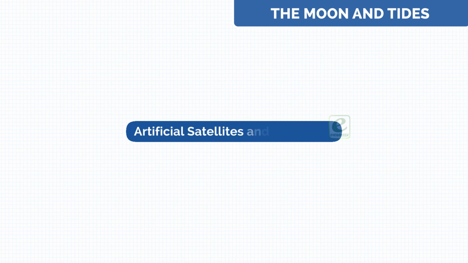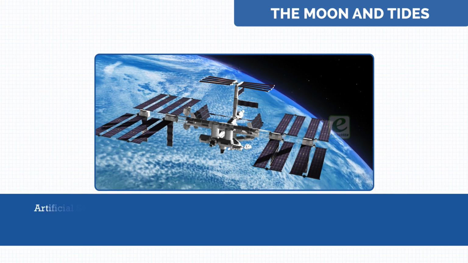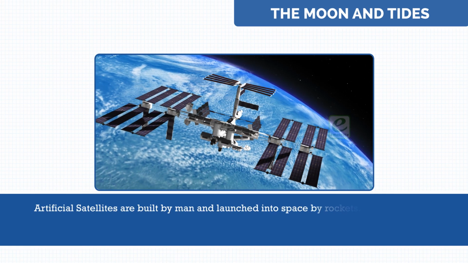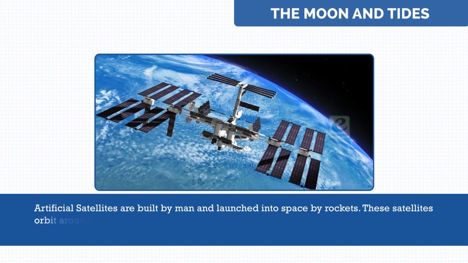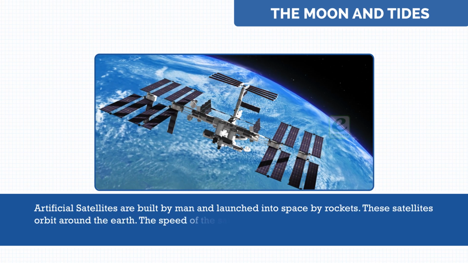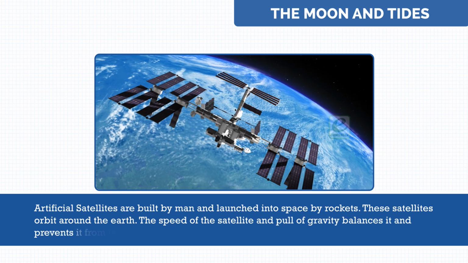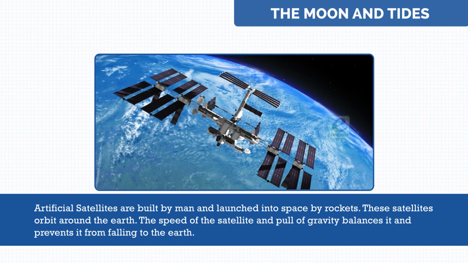Artificial satellites and their uses. Artificial satellites are built by man and launched into space by rockets. These satellites orbit around the Earth. The speed of the satellite and the pull of gravity balance it and prevent it from falling to the Earth.